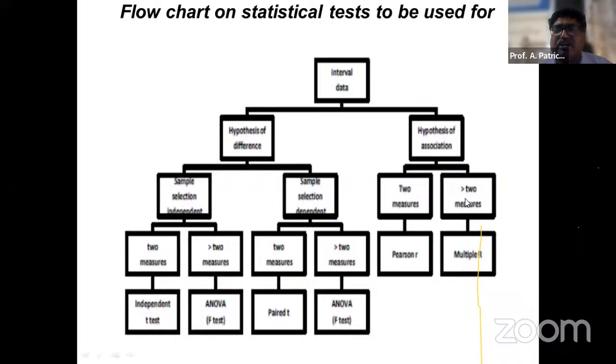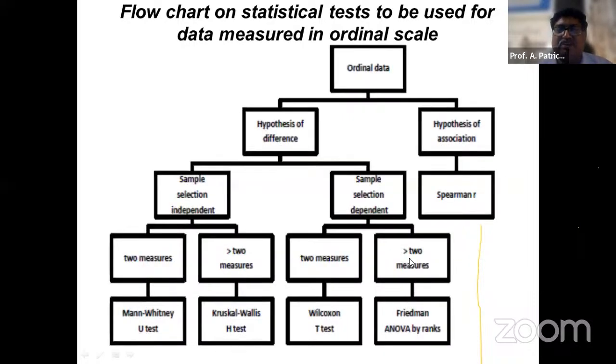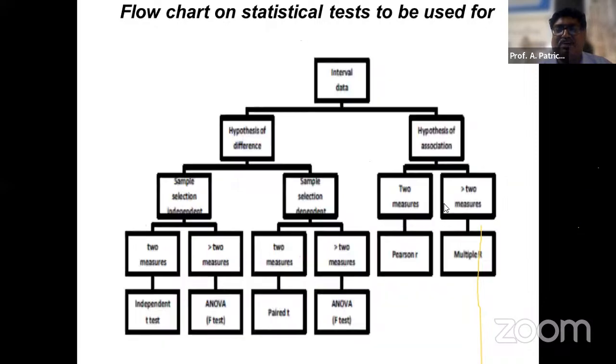If the number of measures is greater than 2, we say multiple R. Multiple regression, we say Pearson R. There is something called a Spearman R, which is non-parametric, and the parametric one is called a Pearson R.